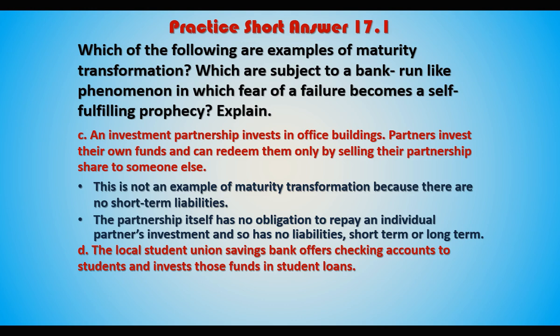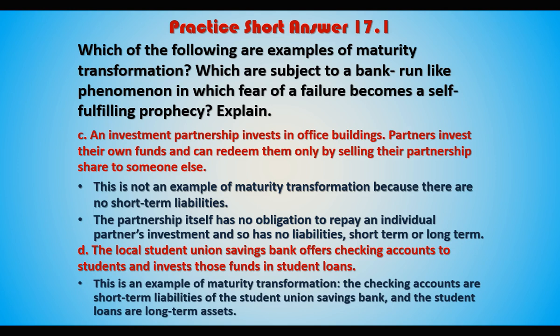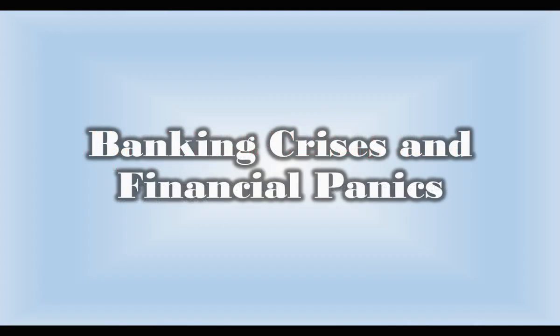Right, but so it's the bank, right? So the bank is taking on liability, the checking account, in order to invest in a long-term asset, which are loans, right? Obviously, you would naturally think about the student point of view because you're students, but you got to think within the problem. But yeah, ultimately, it comes down to understanding short-term liability, long-term asset. Is that happening? Are those two criteria met? All right. So this is an example of maturity transformation. The checking accounts are short-term liabilities of the student union savings bank, and the student loans are long-term assets.